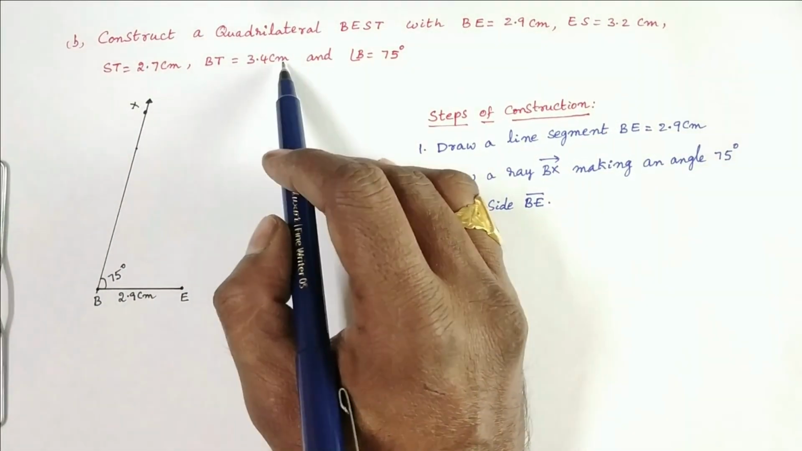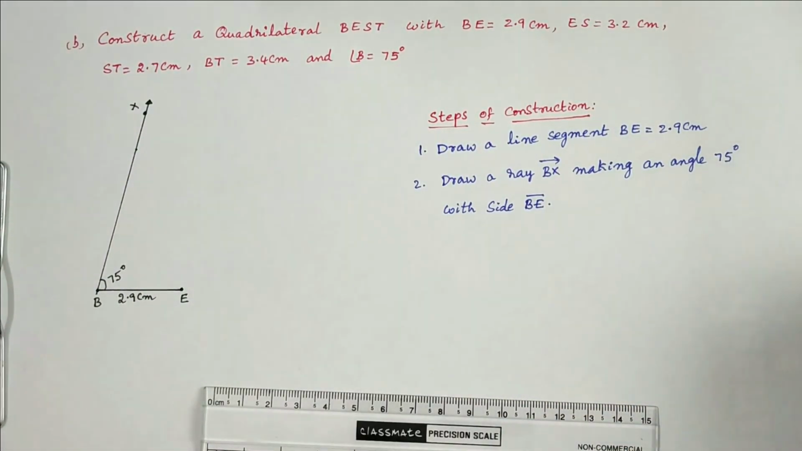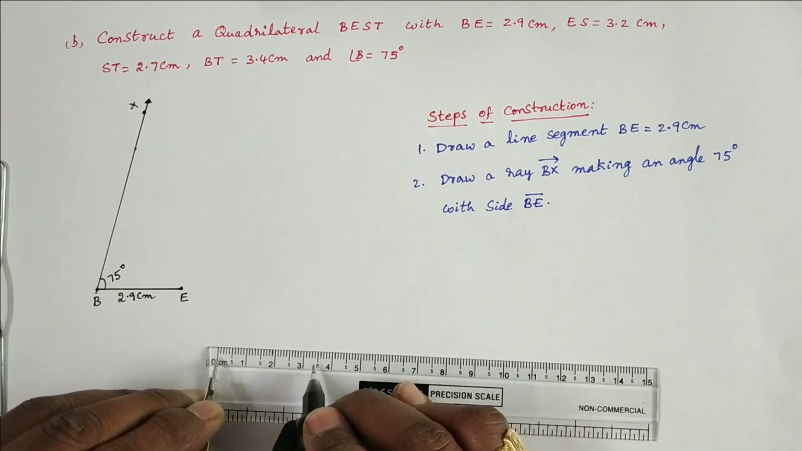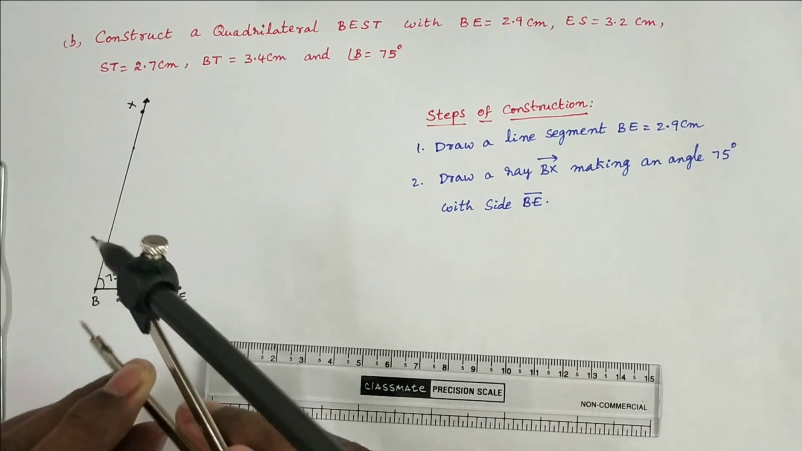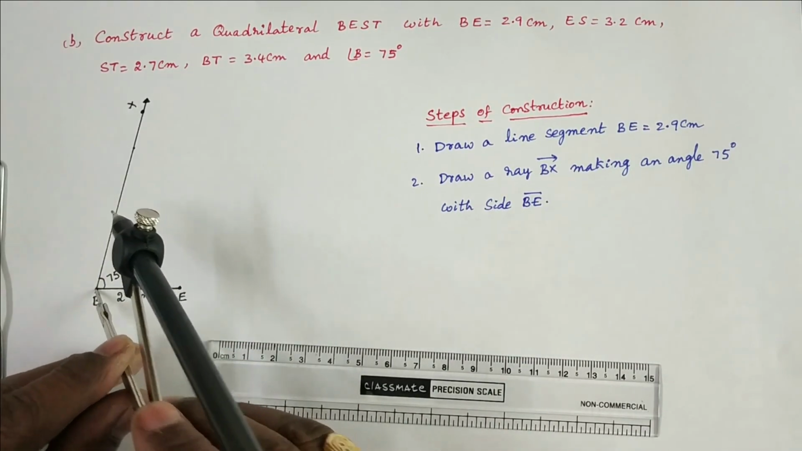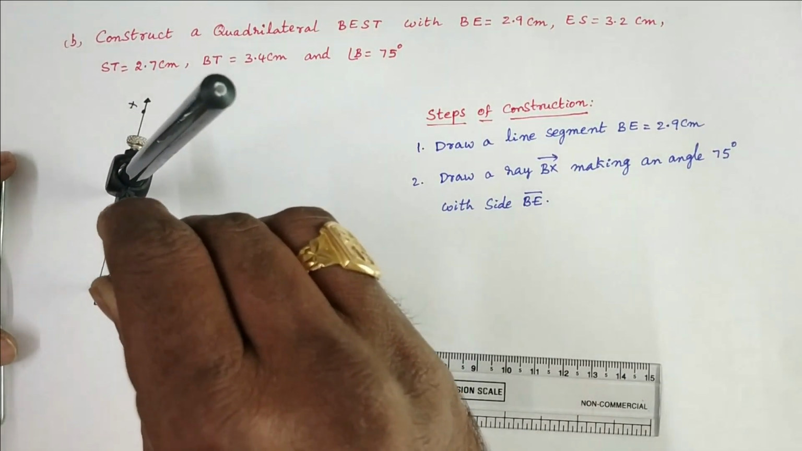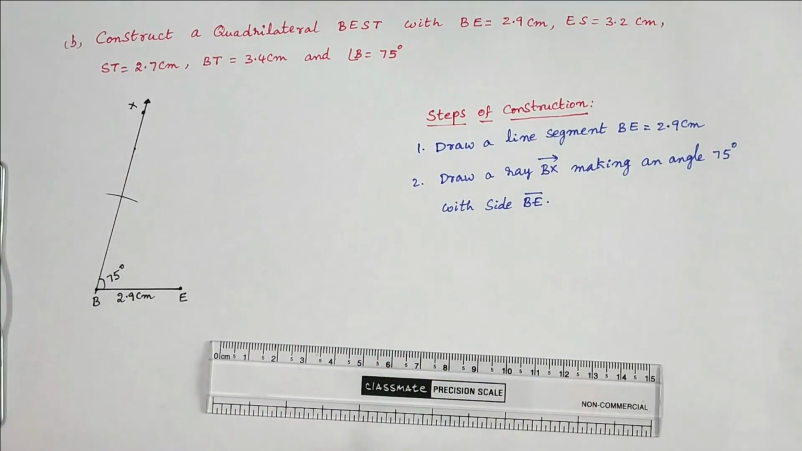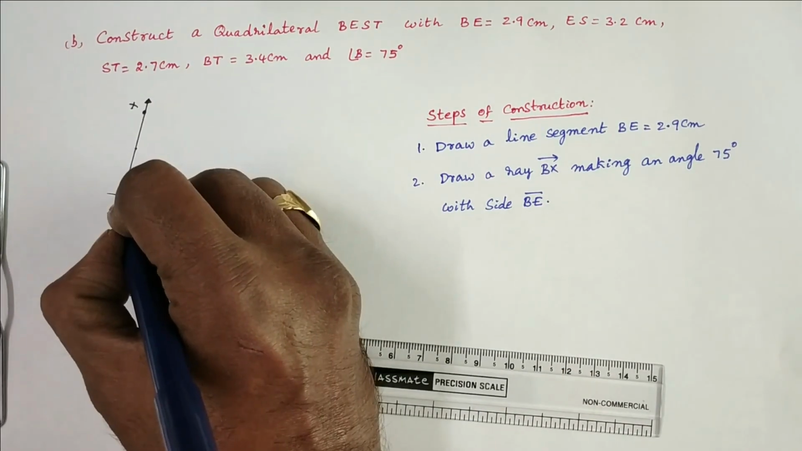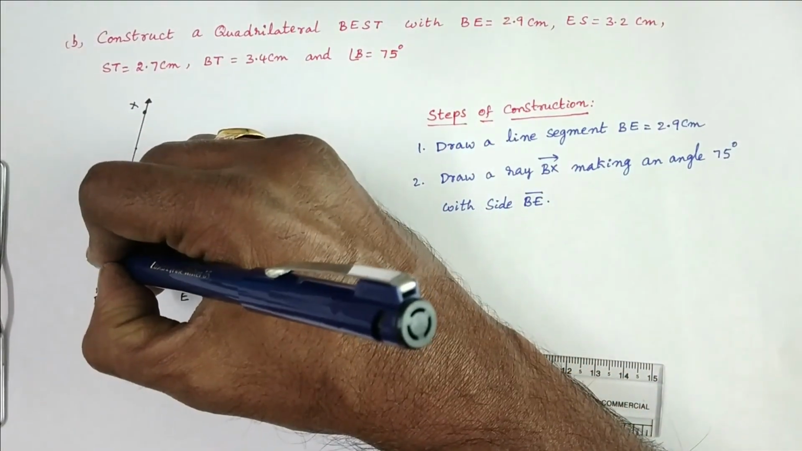To get BT 3.4 centimeters, with compass take 3.4 centimeters, and from B draw an arc. It cuts the ray BX at T. So BT is 3.4 centimeters.